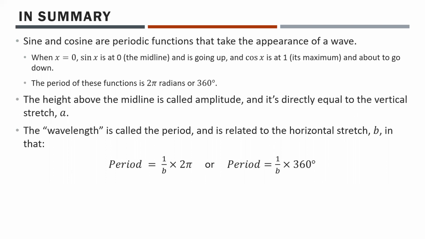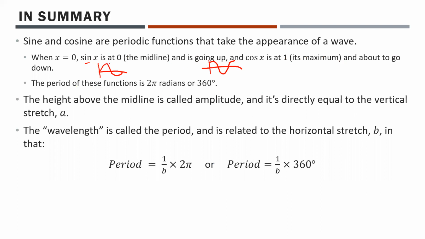When x equals 0, sine is 0 at the midline and is going up. And cosine x is at 1, it's maximum and about to go down. So again, basically it's just saying sine starts at your midline going up like that, whereas cosine starts at your maximum going down like that. Right? Otherwise, they're the exact same thing. They're still a wave. It's just they've been shifted one way or another.